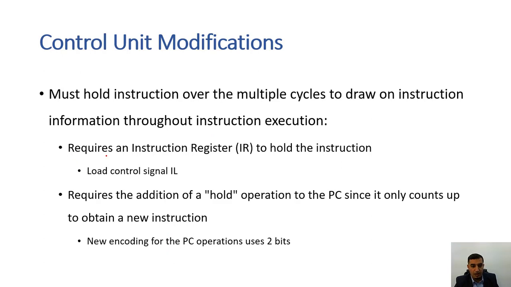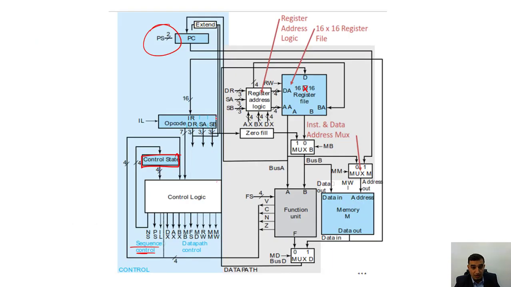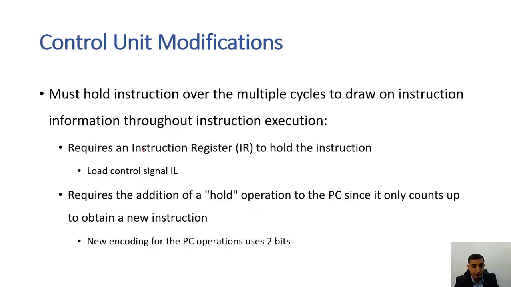So here it requires an instruction register to hold the registers between memories. So we have the instruction register over here. IL is the instruction load. If we are going to load a new instruction or not depends on IL, and IL you get it over here from the sequence and control part.